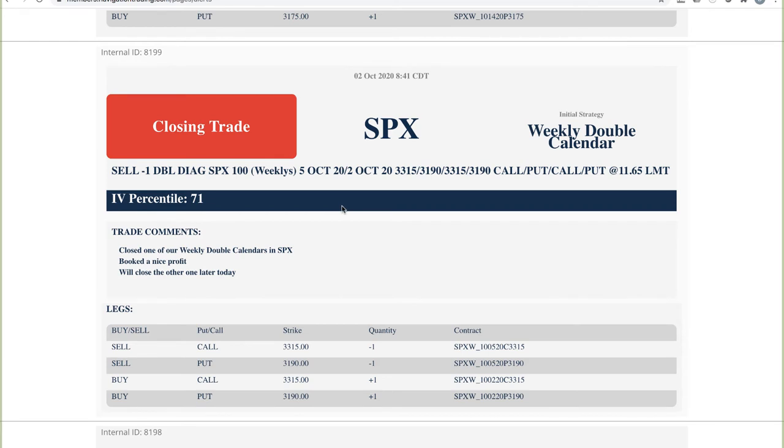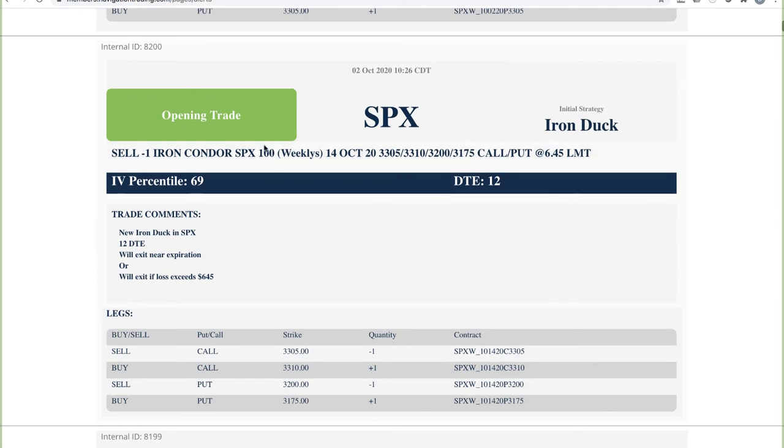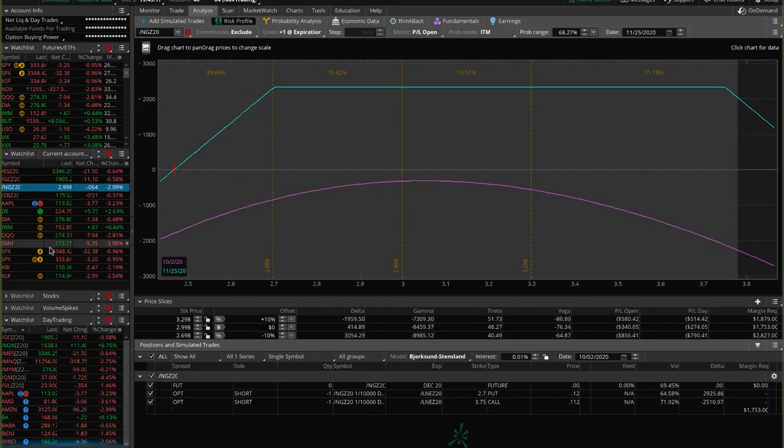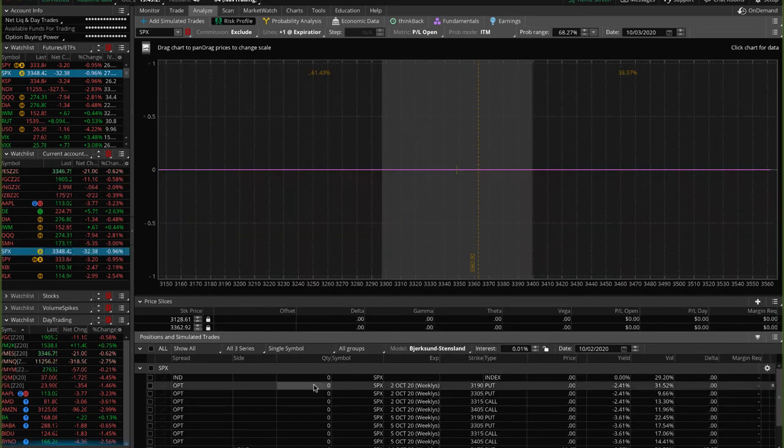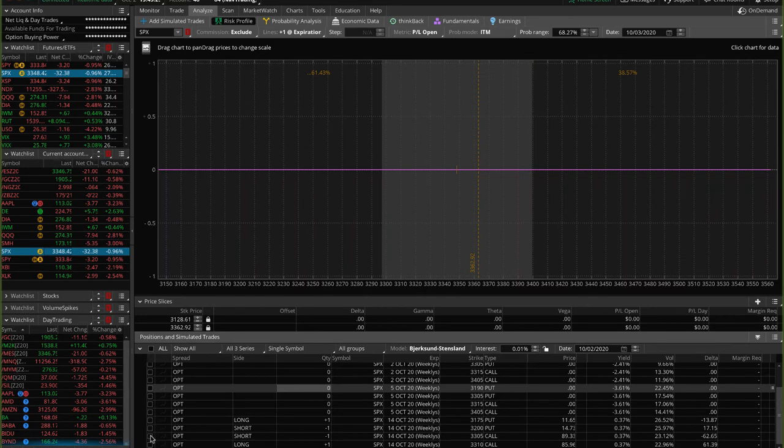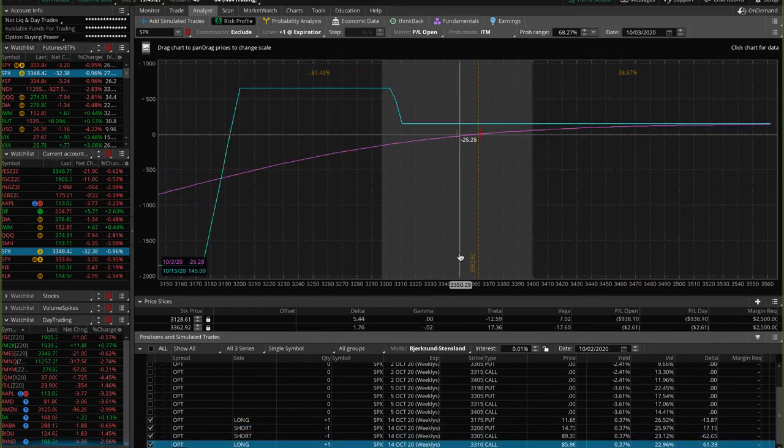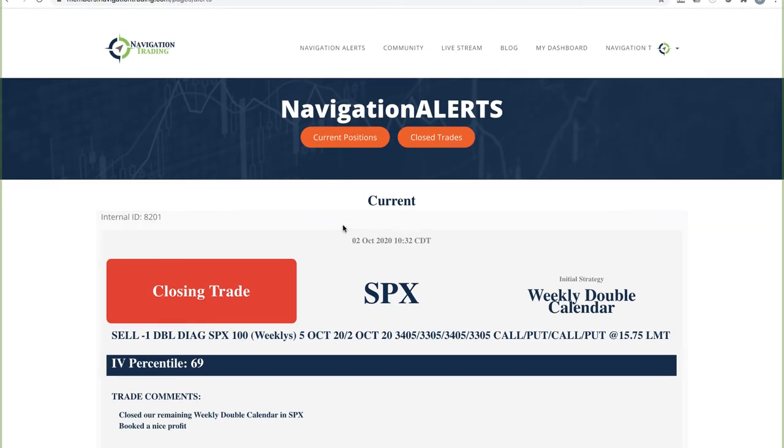Here's one of our weekly double calendars that we closed this morning. And we opened up another iron duck. So let me just show you that, and then I'll talk about our weekly double calendars. So in SPX, here is the duck that we put on. We did this one with 12 days to expiration, so it's pretty close to where we put it on. So obviously we have no risk to the upside and a huge buffer to the downside where we can potentially hit max profit.